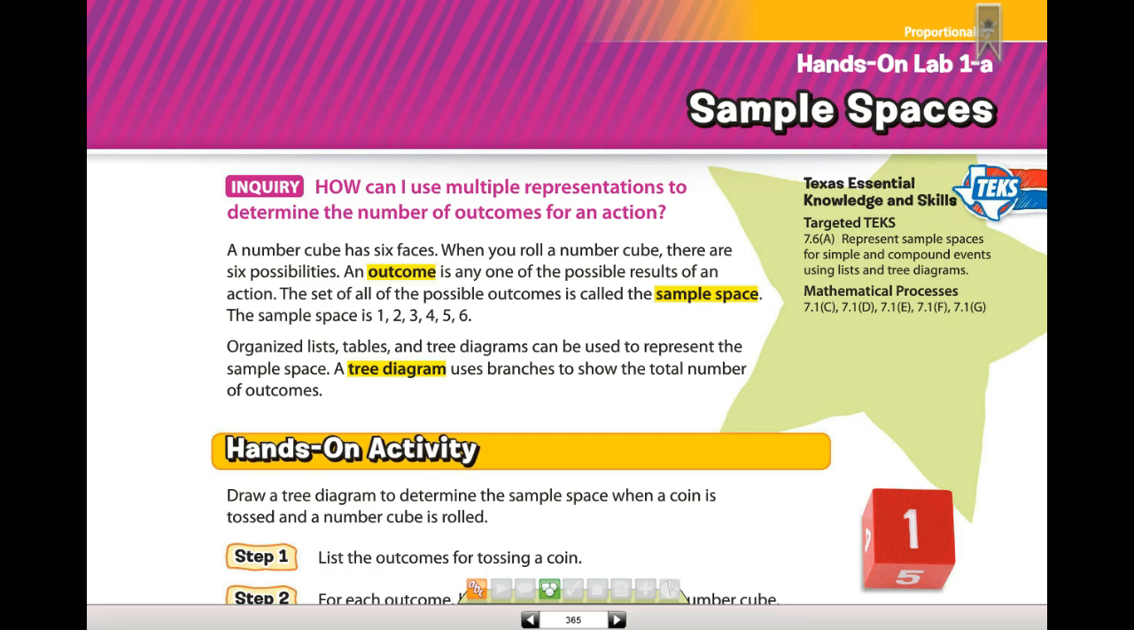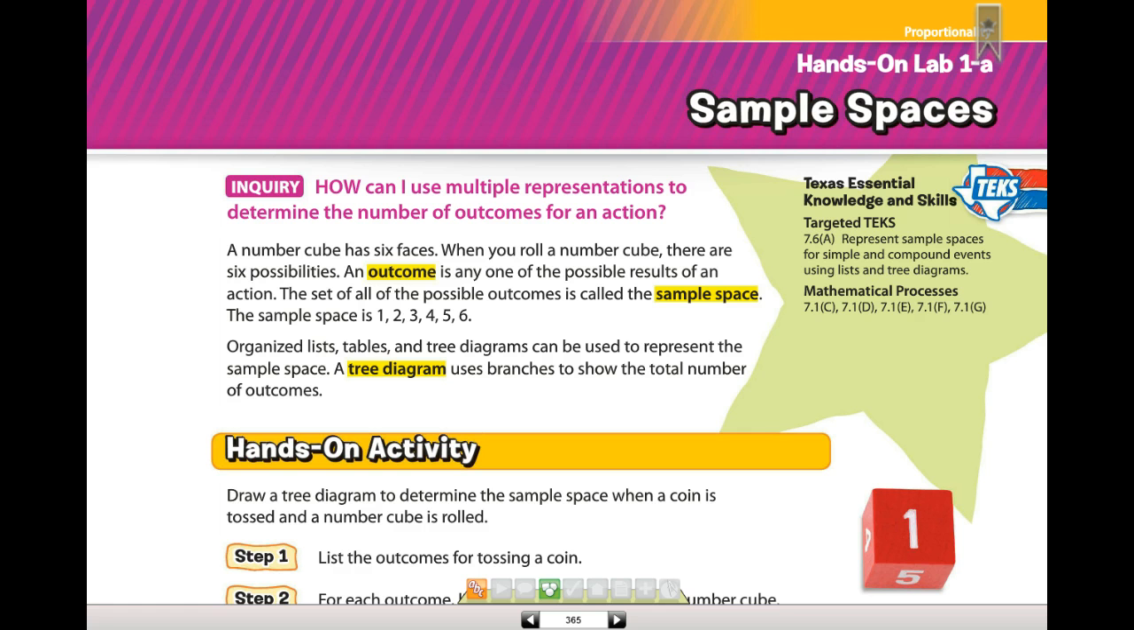It says a number cube has 6 faces. When you roll a number cube, there are 6 possibilities. An outcome is any one of the possible results of an action. The set of all the possible outcomes is called the sample space. So, for example, the sample space is 1, 2, 3, 4, 5, 6. So let's start from the beginning of this paragraph.